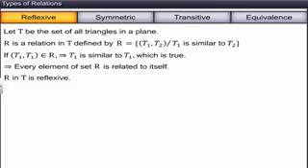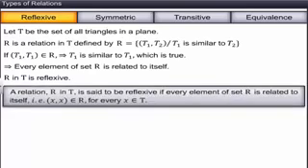Mathematically, a relation R in T is said to be reflexive if every element of set T is related to itself. That is, the ordered pair (x, x) belongs to R for every x in T.